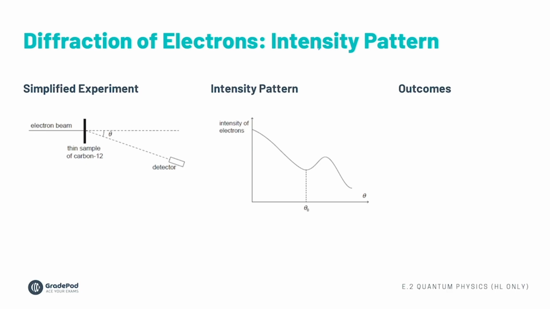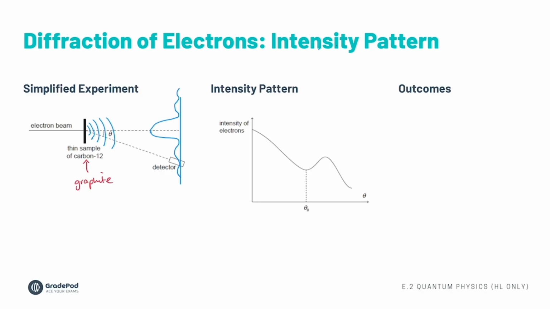Let's simplify that experiment slightly, because this is the kind of thing you'll see in your exam. So go to the simplified experiment, and you'll see we have the electron beam hitting this very thin sample of carbon-12, which is another word for graphite. Carbon is graphite, and graphite is carbon. And the electrons are then diffracted through this graphite. And that diffraction pattern causes an intensity pattern on the screen.